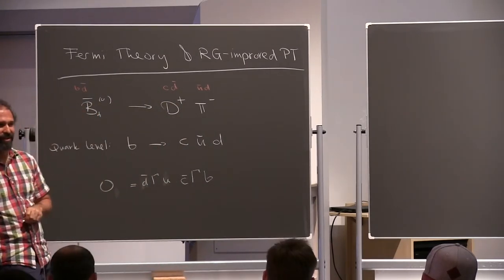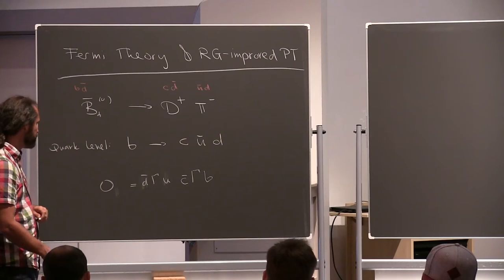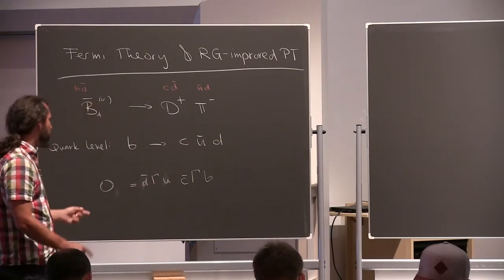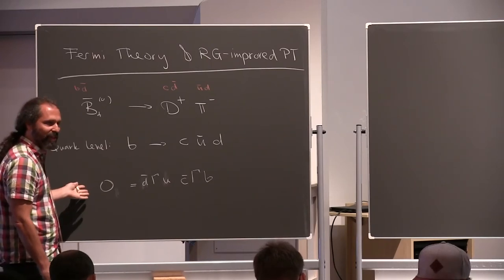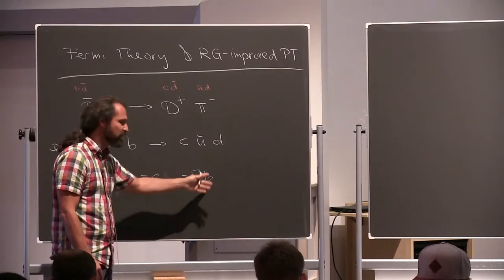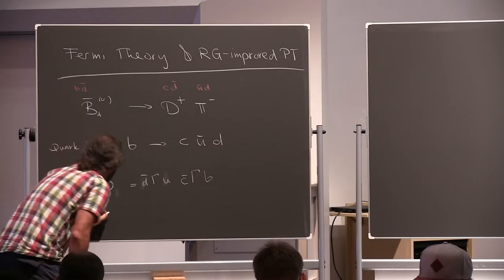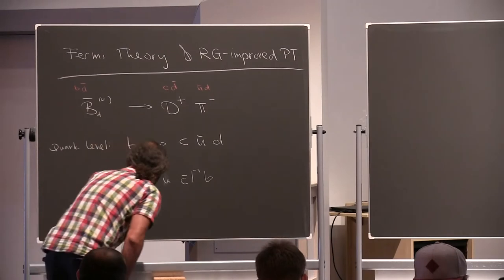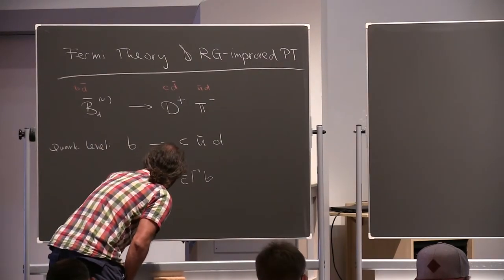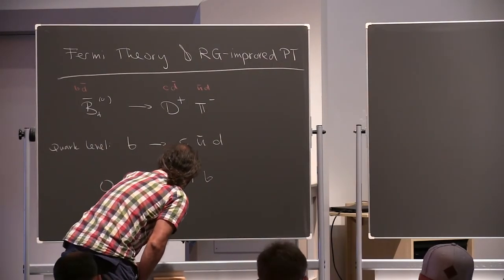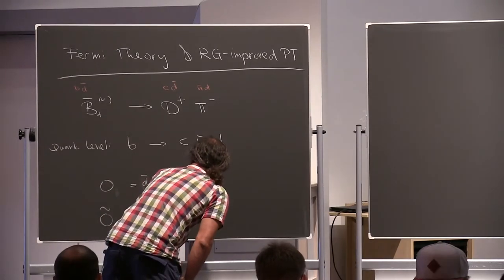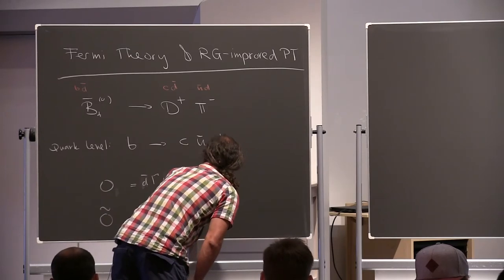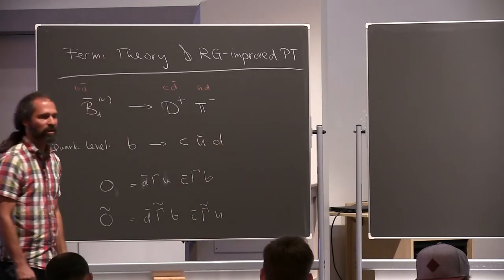Okay, I think that's the correct thing. So I have four quark operators. They have to be Lorentz scalars, so I have to somehow contract the spinor indices with gamma matrices. I could also write down a second operator where I contract the other way, D bar gamma B, and then C bar gamma U, some Dirac matrix.